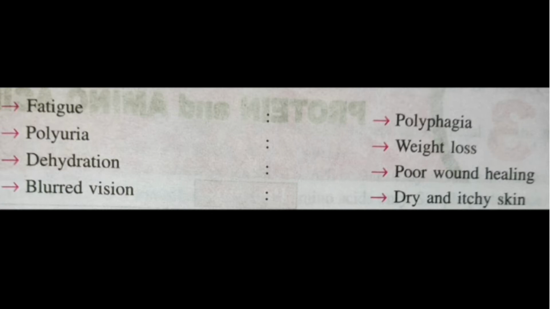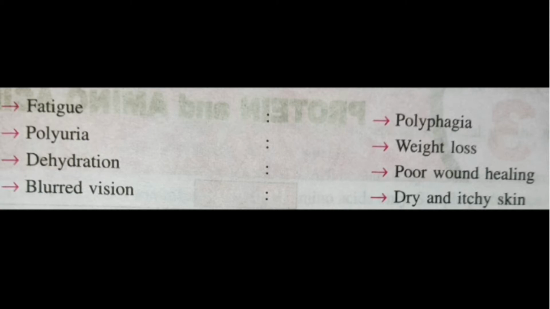So hyperglycemia is the condition marked by excess glucose in blood. It is marked by some symptoms also. The normal glucose level is 70 to 110 mg per dl. If it becomes higher than that, then it is called hyperglycemia. So there are some symptoms that can be seen in the patients of hyperglycemia. The first one is fatigue. Fatigue means excessive tiredness.